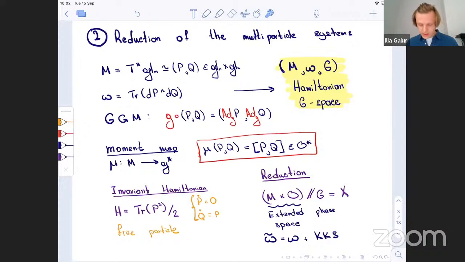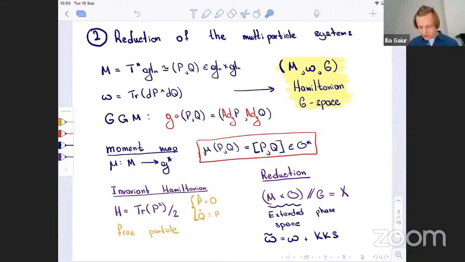Now, to derive some integrable system from this picture, we should take some invariant Hamiltonian. Then, since the Hamiltonian is invariant, the moment map is the constant of motion, and we can do a reduction. We take the simplest possible Hamiltonian, I guess. This is just a free particle Hamiltonian with the following equations of motion. And we do the following reduction.